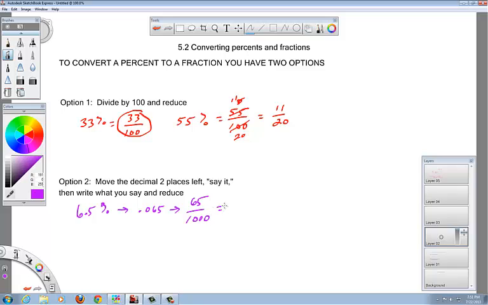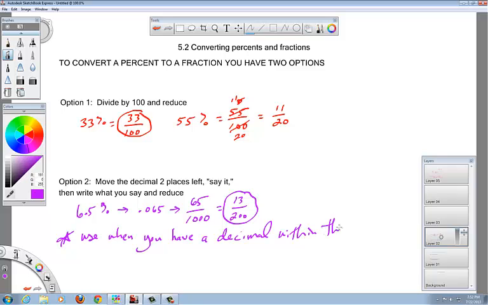The number 5 would go into each of these. It would go into 65 13 times, and 5 would go into 1,000 200 times. 13 over 200. Who knew that 6.5% is 13 over 200? But it is. You want to use this, so make a little note here. Use when you have a decimal within the percent. And what I mean by that is this right here. When that thing is in there, you use this method.